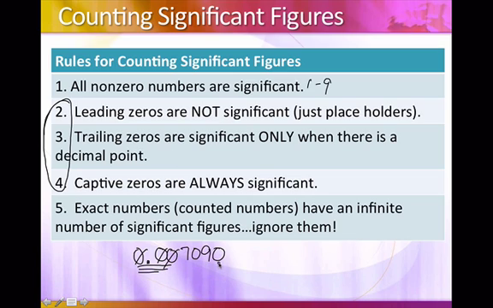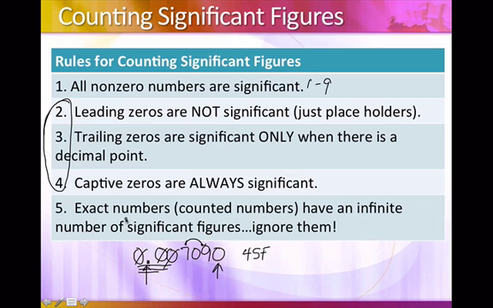Trailing zeros. That's this guy at the end. Any zeros that come after the last non-zero. So this one would be significant because it says trailing zeros are significant only when there's a decimal point. There's a decimal point right there. So this 0 would be significant. And then your captive zeros. So your captive zeros are in between 2 non-zero numbers. So this one is also significant. If we were wanting to count these, then we would say that this number has 1, 2, 3, 4 significant figures. And we're going to do lots and lots of practice with this.